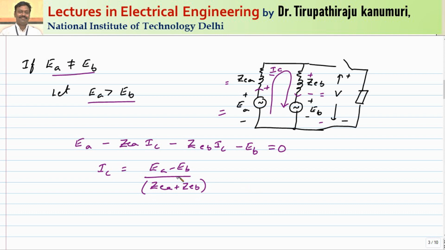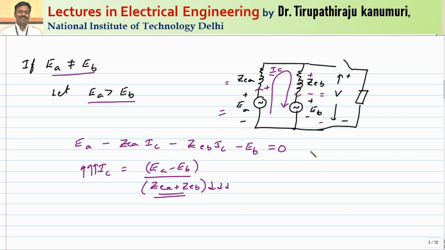So generally the value of the internal impedance is very less. So this value is very less. So even if a small change in EA minus EB is there, your circulating currents will be very high. That means even if a small difference in the voltage is there, still the circulating currents will be very high in the case of the parallel operation of the transformers.